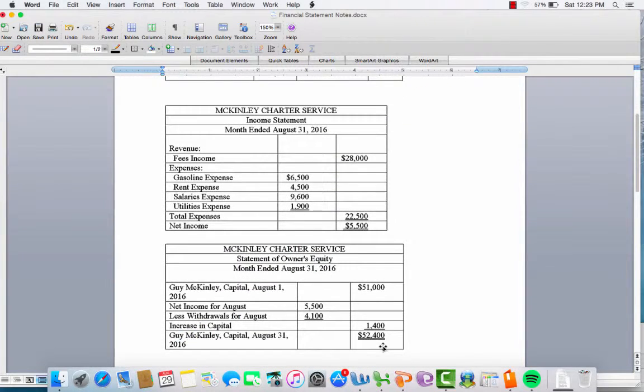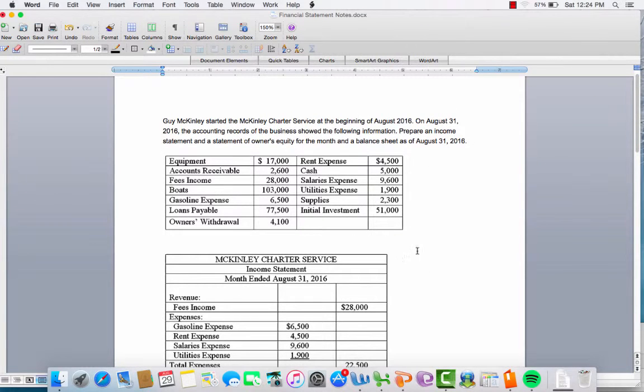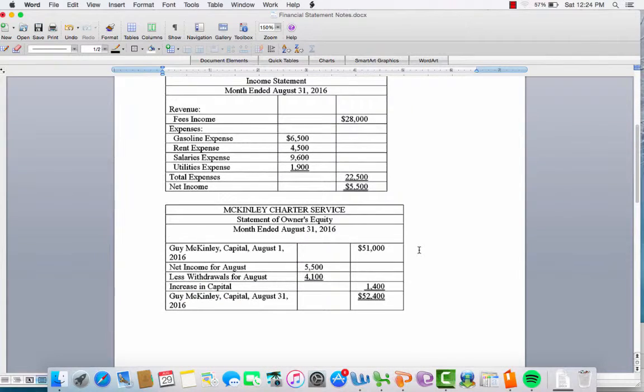Next statement we want to look at is the statement of owner's equity. And notice again, we start this one by putting the company's name down. Then we write down the name of the financial statement, statement of owner's equity. And again, we're looking at a period of time. Month ended August 31st, 2016. So not only are we going to use information from up here within our accounts, but we're also going to use information from the income statement to calculate this statement of owner's equity.